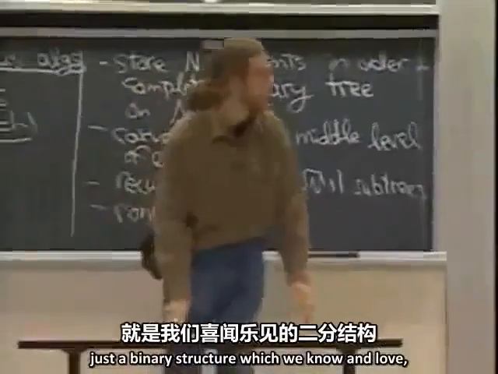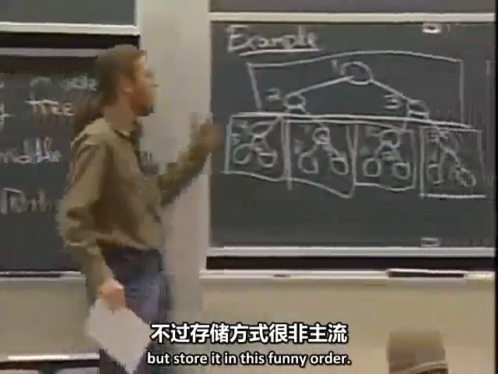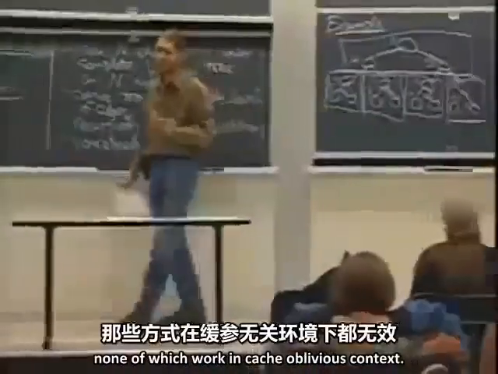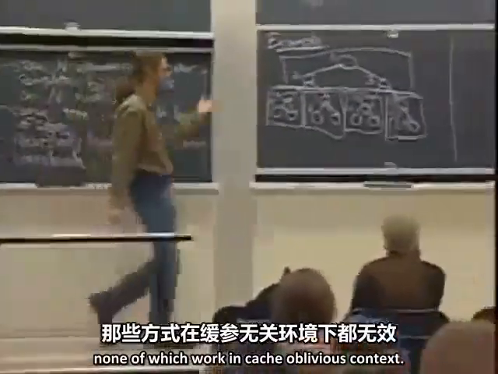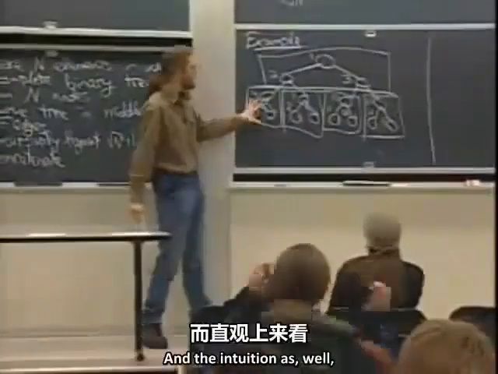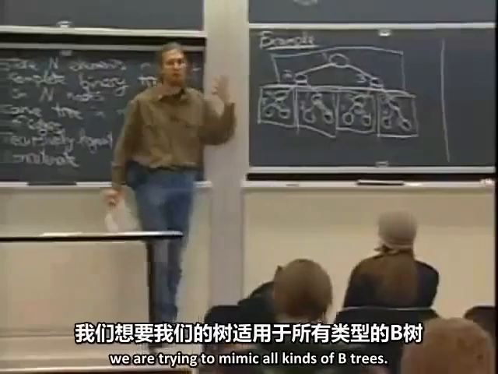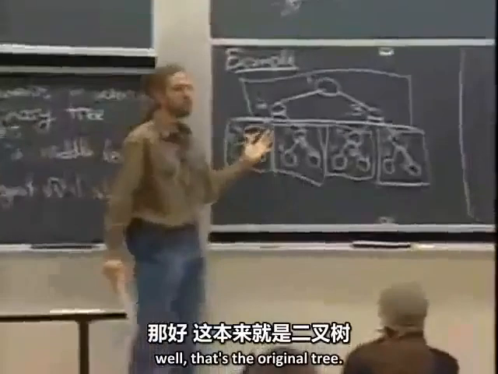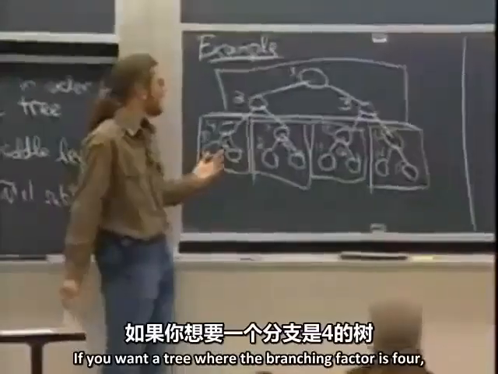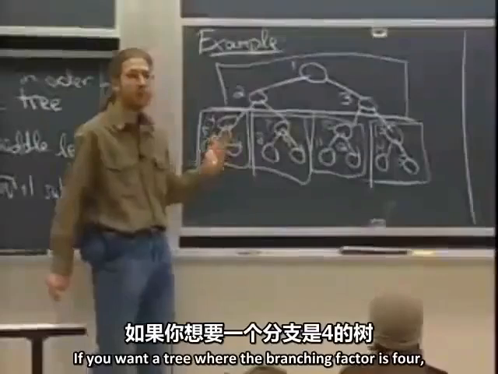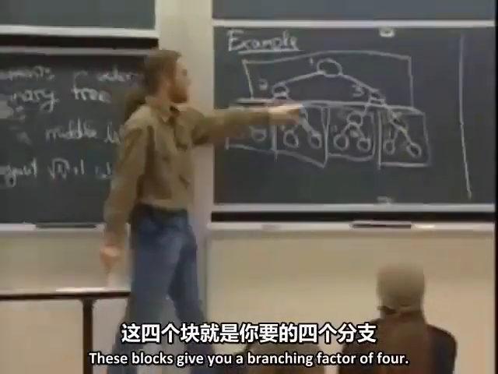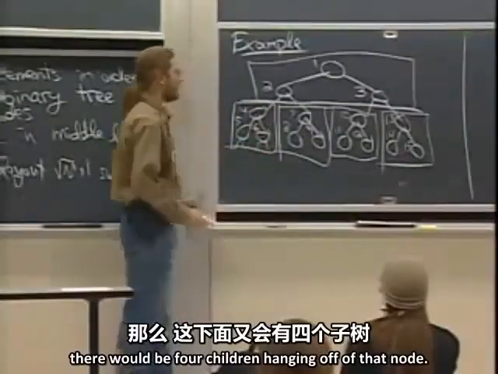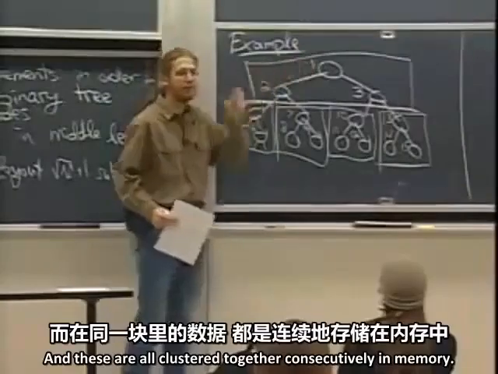It's just a binary search tree, which we know and love, but stored in this funny order. This is not depth first search order or level order. There are lots of natural things you might try, none of which work in cache oblivious context. This is pretty much the only thing that works. And the intuition is, well, we're trying to mimic all kinds of B trees. So if you want a binary tree, well, that's the original tree. It doesn't matter how you store things. If you want a tree where the branching factor is 4, then here it is. These blocks give you a branching factor of 4. If we had more leaves down here, there would be 4 children hanging off of that node. And these are all clustered together consecutively in memory.